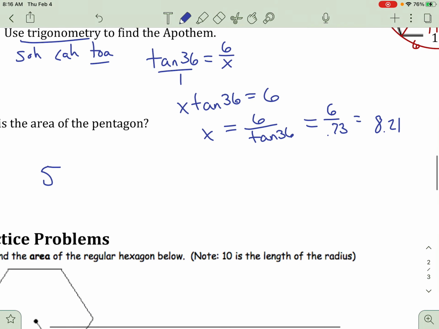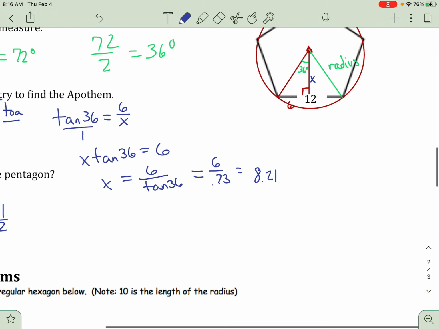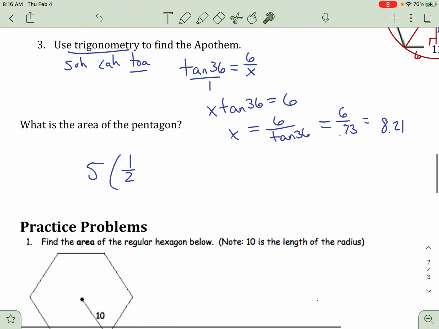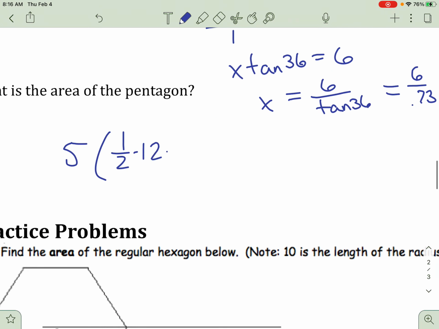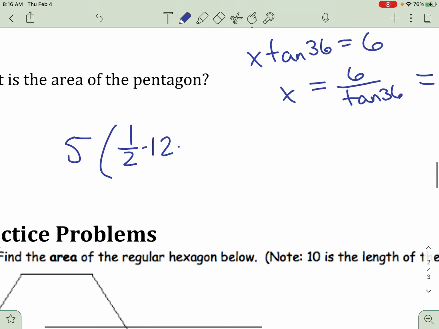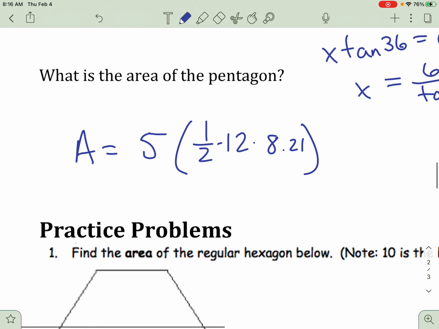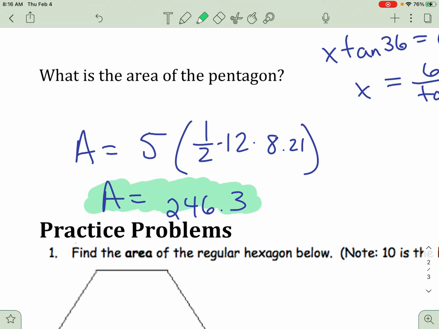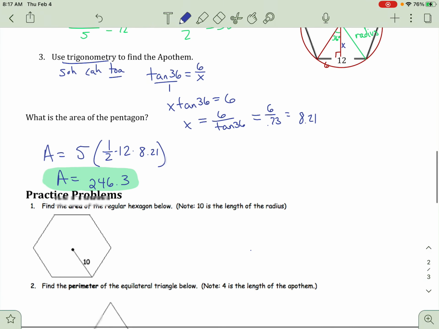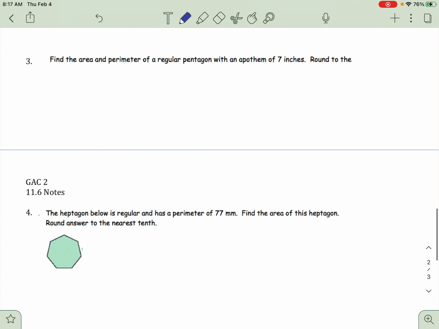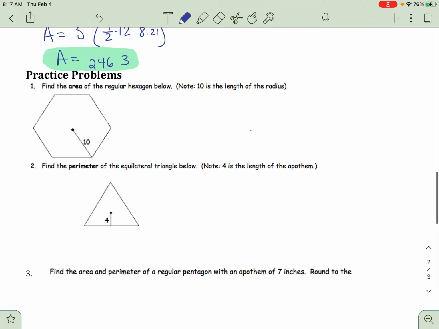So how do you find the area of any polygon? You take the number of sides, in this case 5. You multiply it times 1/2 base times height. Well, base was the side length, which we knew to be 12. And the height is the apothem, which we just found, which is 8.21. So when you plug that all into your calculator, the area of this shape is 246.3. Okay, so you might have to use some trig to find the apothem. In fact, you're probably going to have to more times than not. I told you this stuff wasn't going away.